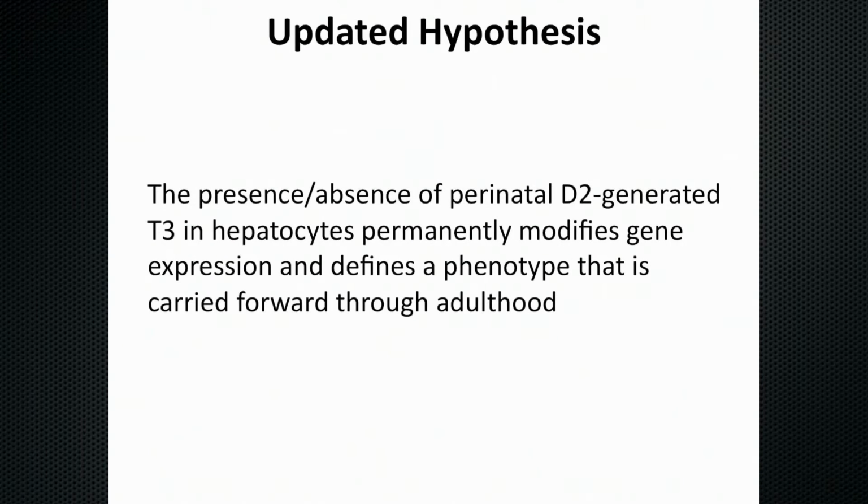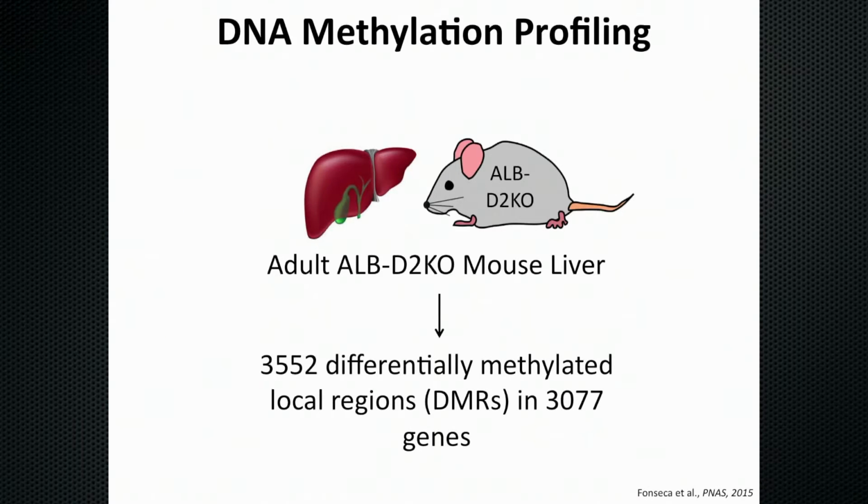So we have updated our hypothesis based on these results. The presence or absence of perinatal D2 generated T3 in hepatocytes permanently modifies gene expression and defines a phenotype that is carried forward throughout adulthood. So we wanted to know if there is some sort of epigenetic situation happening here.